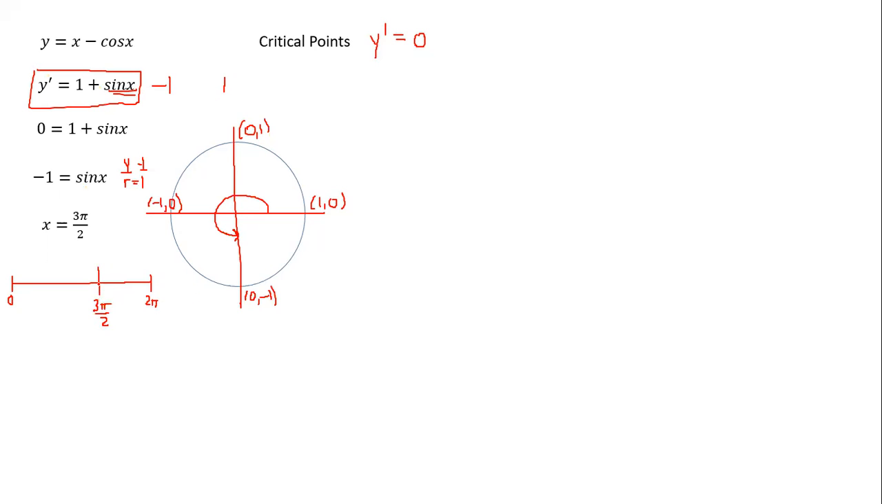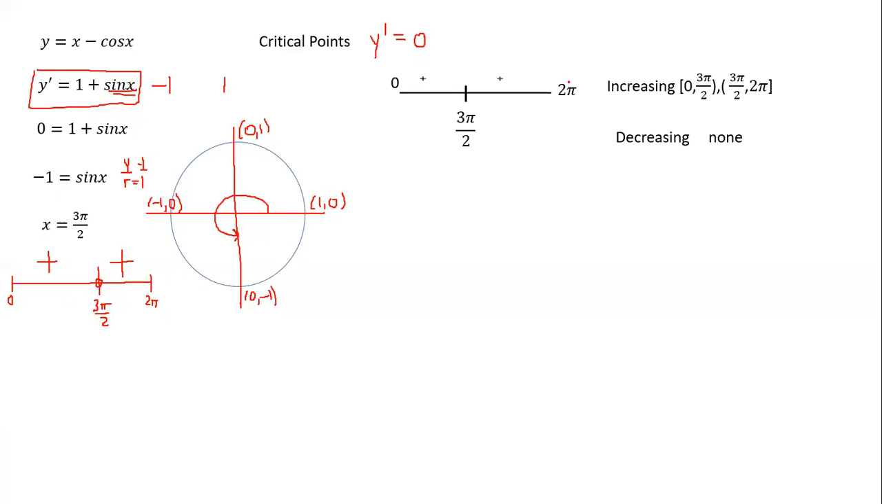Everywhere else, it is bigger than negative 1. So when you add 1, it'll be positive. And when you add 1, it'll be positive. When it equals negative 1 and you add 1, it's 0 right here, which is why that was a critical point. So that's interesting. Plus and plus. So that means we're increasing from 0 to 3 pi over 2 and increasing from 3 pi over 2 to 2 pi. And decreasing nowhere.